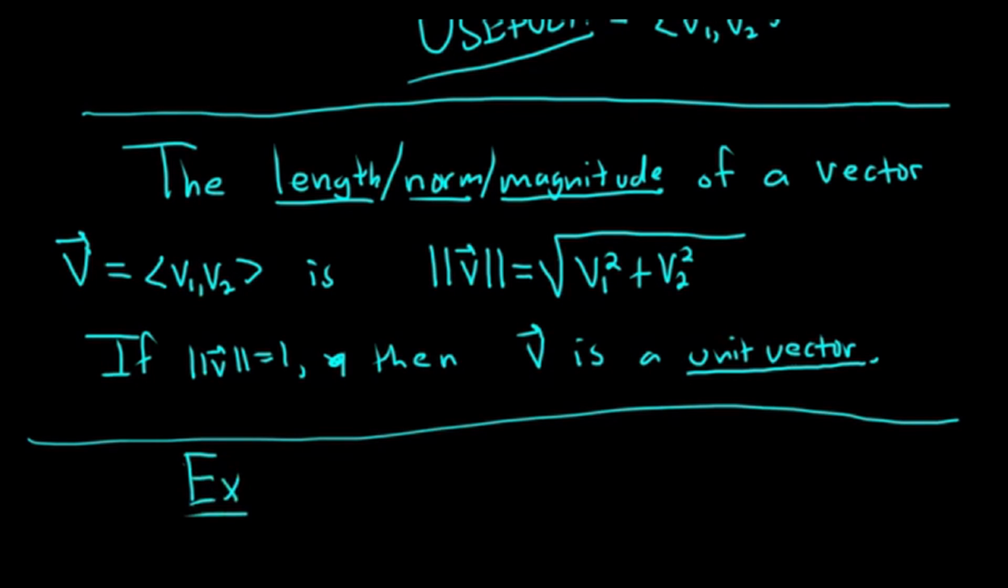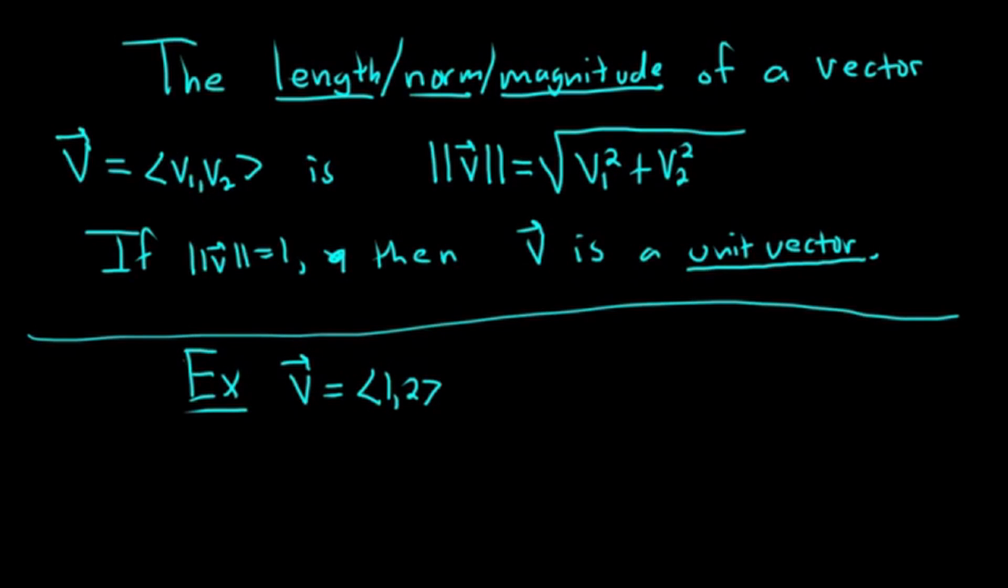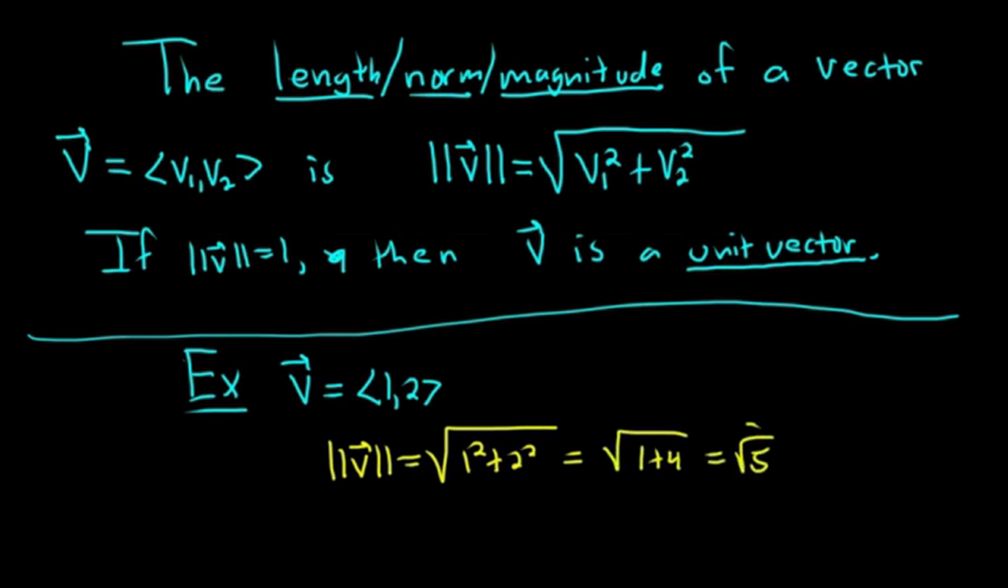So let's do a really simple example of computing the magnitude. Say we have the vector v equals 1 comma 2. If we wanted to find the magnitude, we would just square the components and take the square root. So the magnitude of v is the square root of 1 squared plus 2 squared. You just do 1 plus 4, and so you get the square root of 5, and that would be the magnitude.